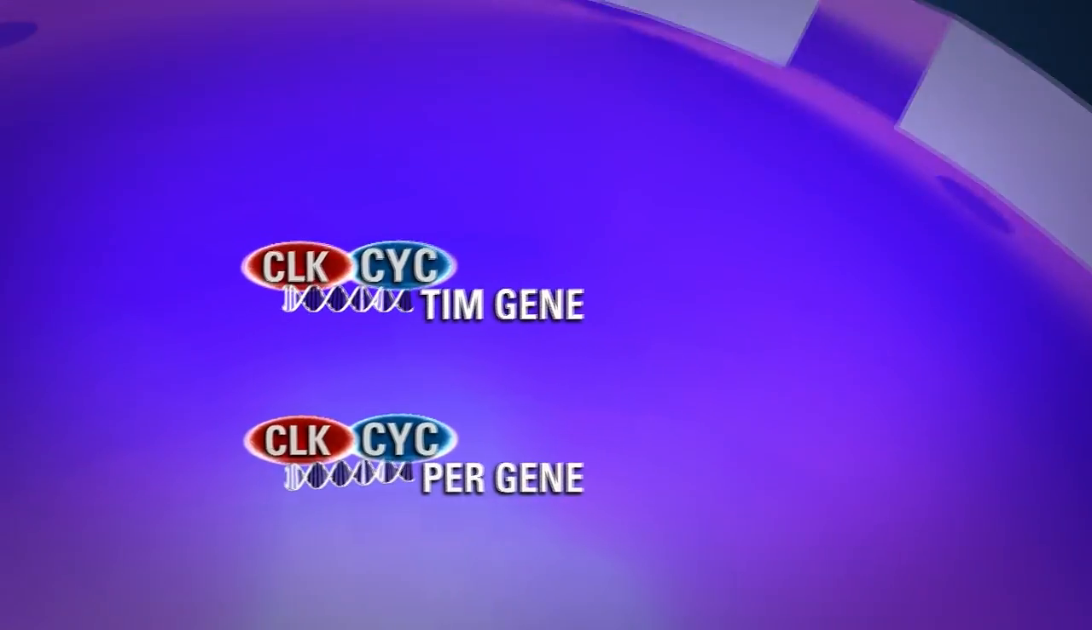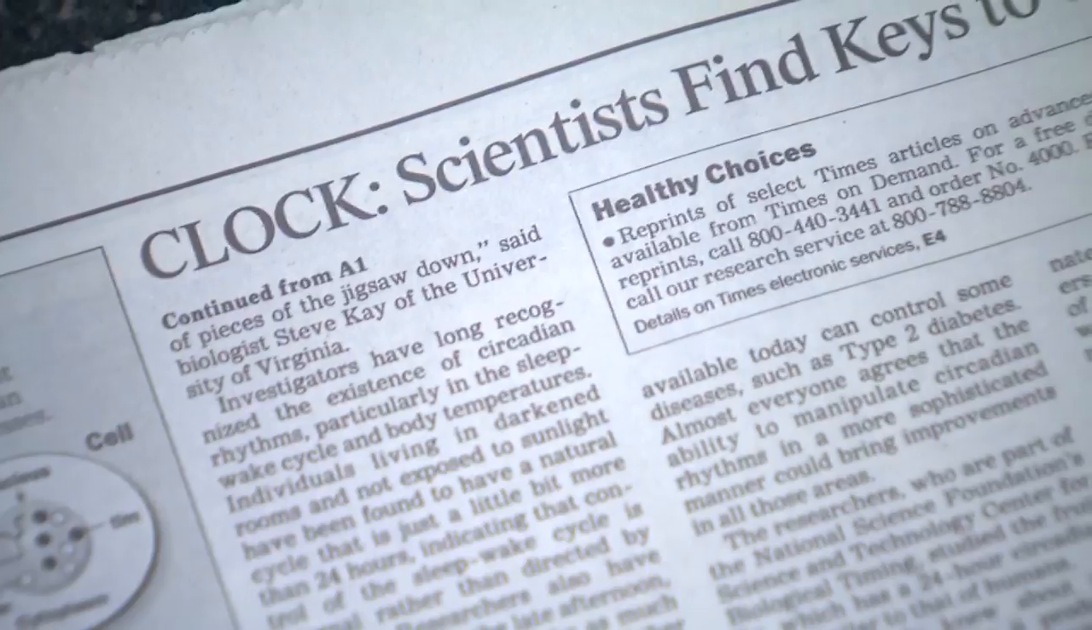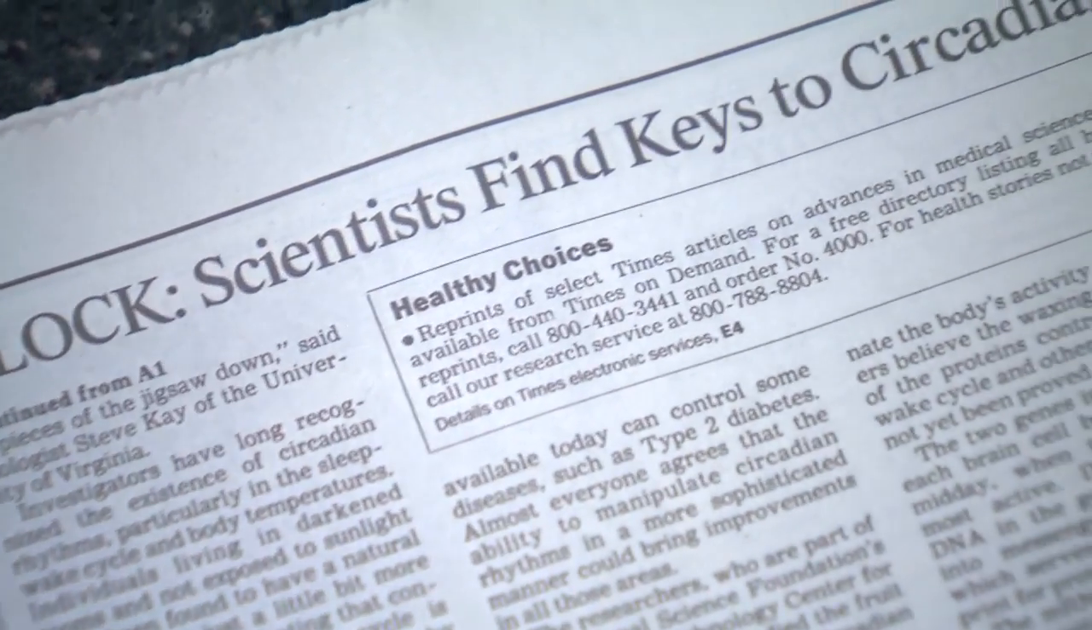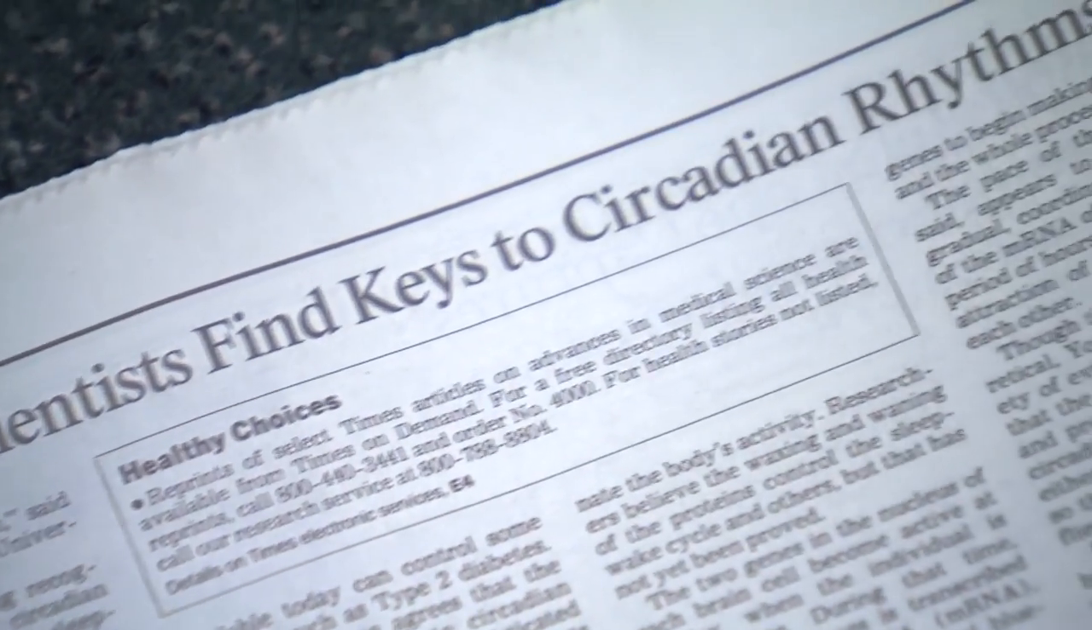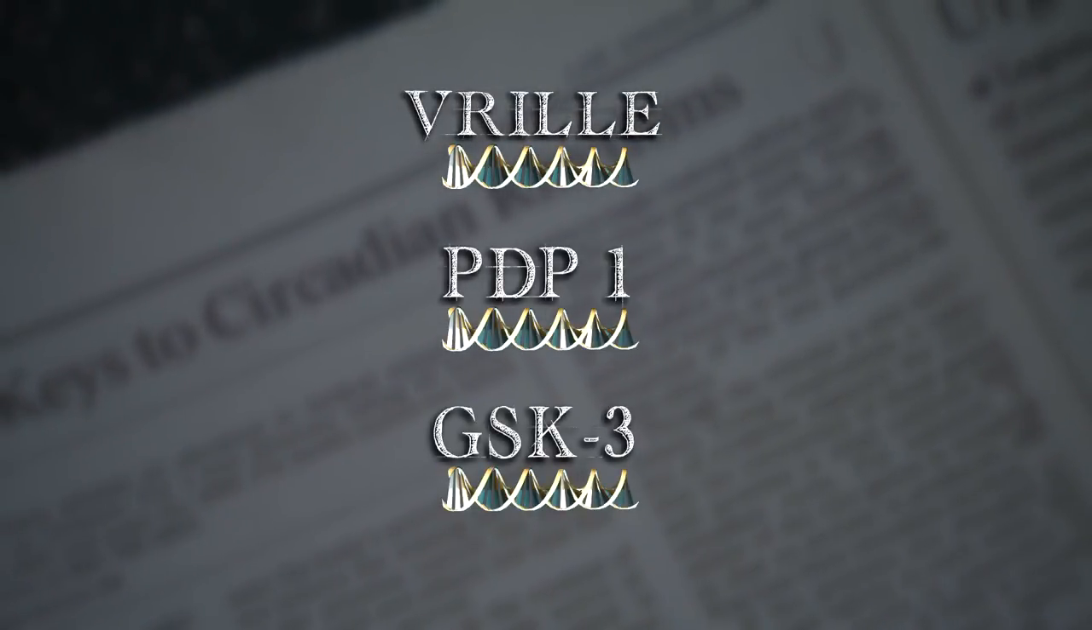With the period protein gone, clock and cycle genes can begin again to drive the transcription of period and timeless RNA. You go from intervals of expression to intervals of repression, so that you get a cyclical molecular system. And of course, that at a molecular level is exactly what you're looking for if you're looking for an explanation for why our behavior cycles. The Young Lab went on to discover three more genes that play a role in the running of the circadian clock: Vrille, PDP1, and GSK3.